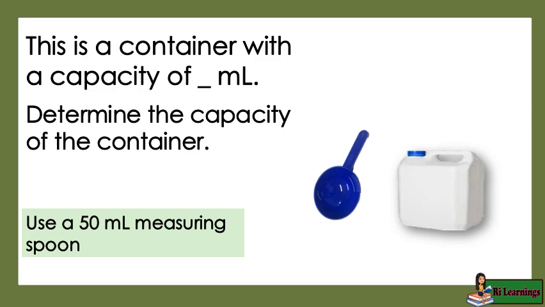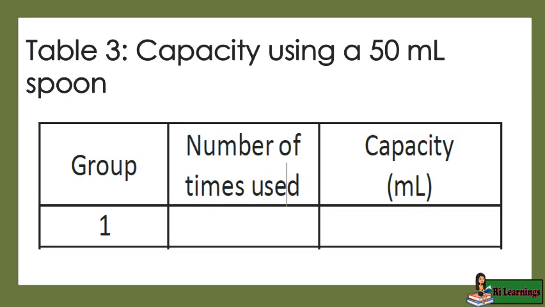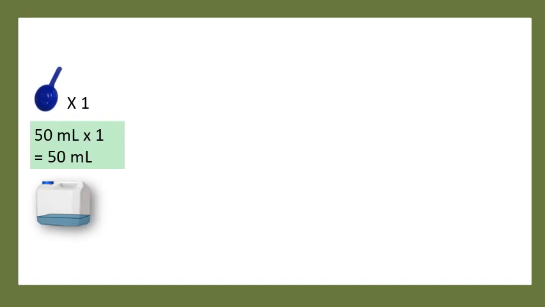This is a container with a capacity of blank ml. Determine the capacity of the container. Use a 50 milliliters measuring spoon. Table 3. Capacity using a 50 milliliters spoon. Look at this picture. We are using a small scoop that can hold 50 milliliters of water. If we keep adding scoops, we can fill this container.